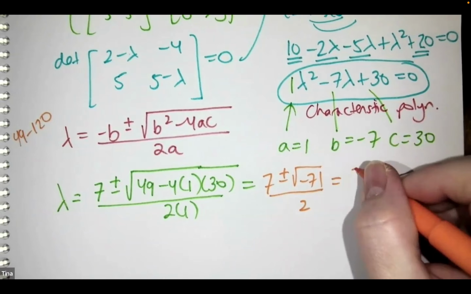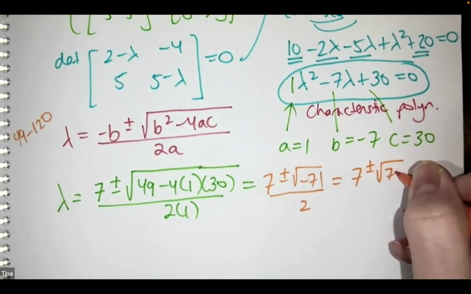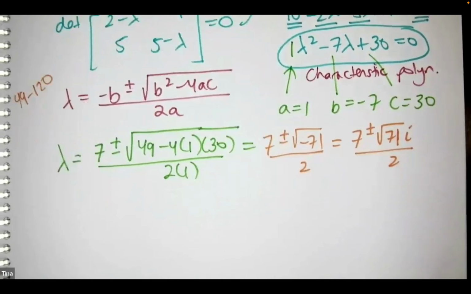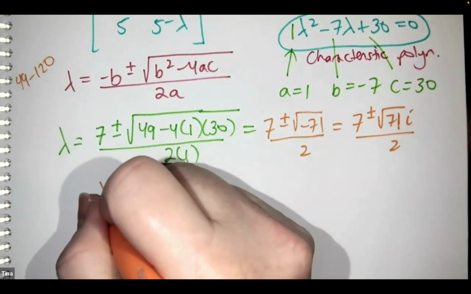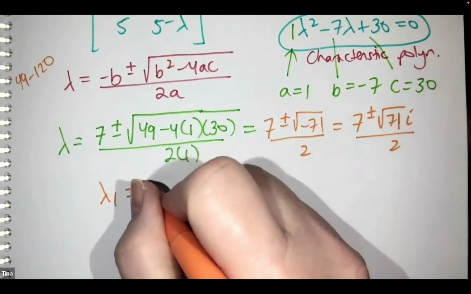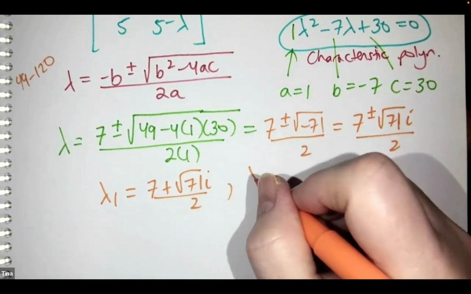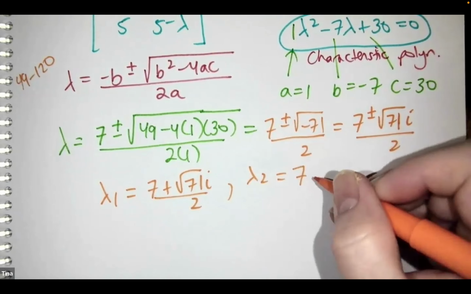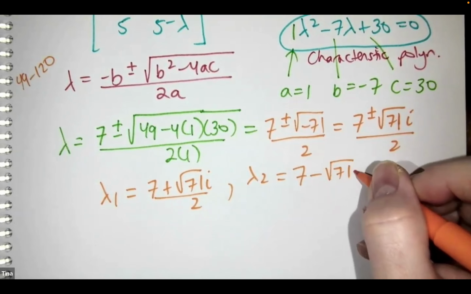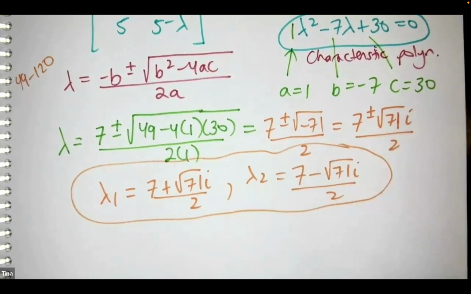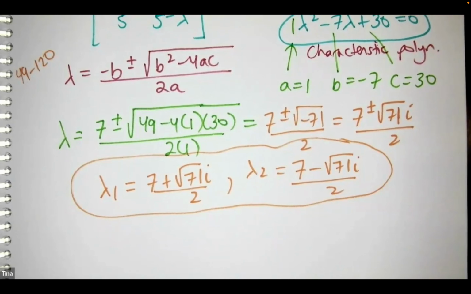So we can say 7 plus or minus root 71 i over 2. So the final answer for lambdas would be 7 plus root 71 i over 2, and the complex conjugate, 7 minus root 71 i over 2. So those are our two answers there.